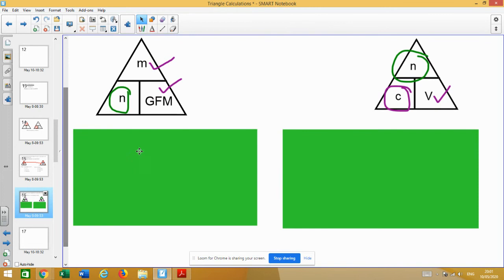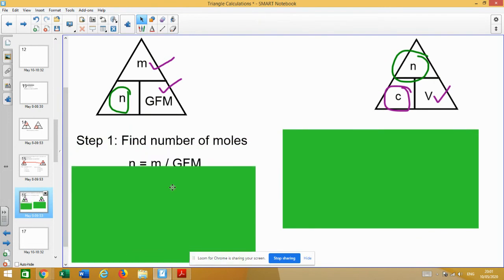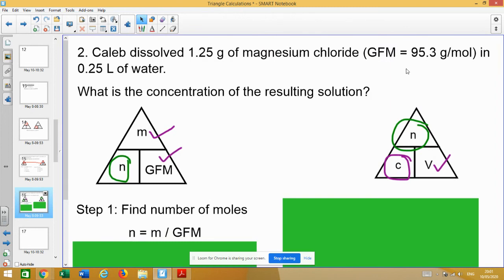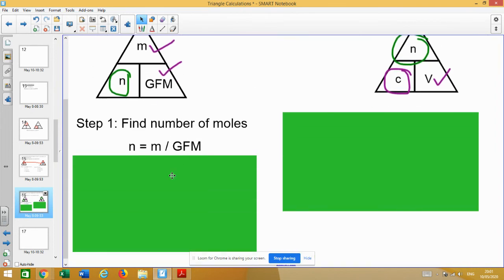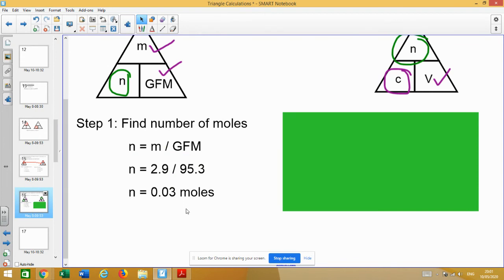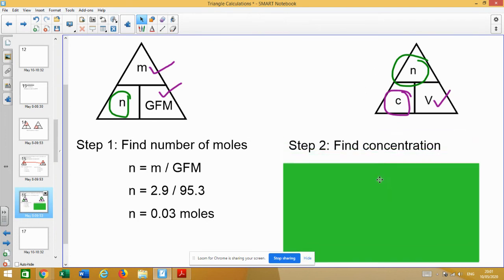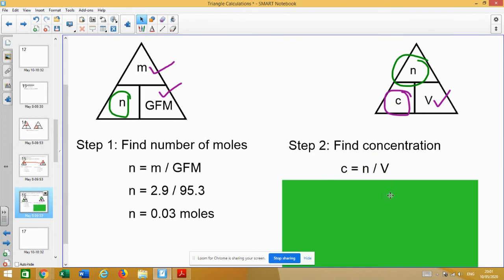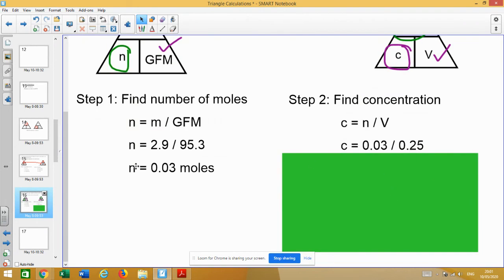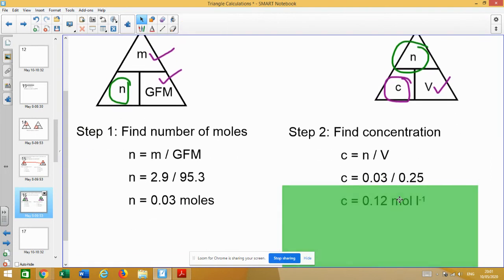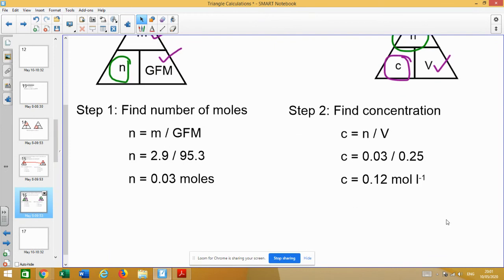So step one here, you've got to find the number of moles. Number of moles is mass divided by GFM. So from our question we've got 1.25 and 95.3, and that gives us 0.013 moles. We can then use the 0.013 moles in this triangle to work out the concentration. So find the concentration. C is n over V. So we've got 0.013 divided by the original volume, 0.25, and we get 0.05 moles per litre.